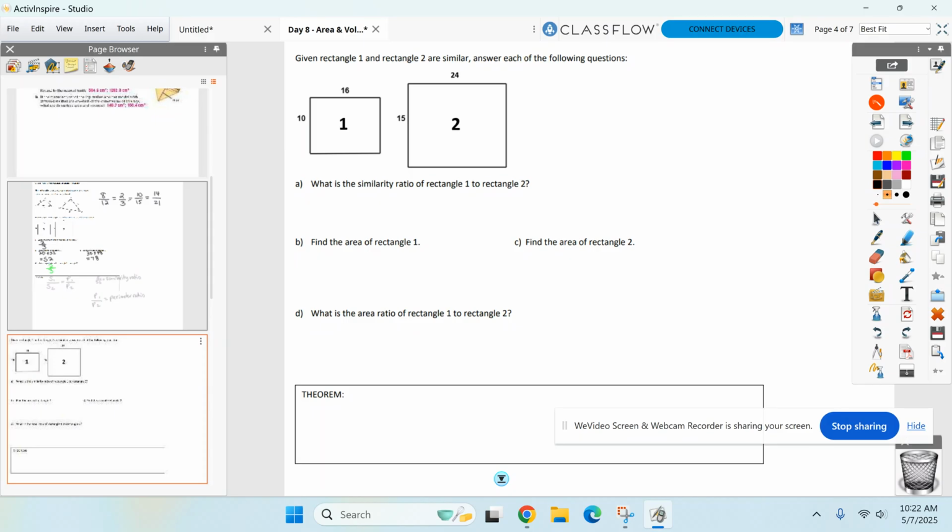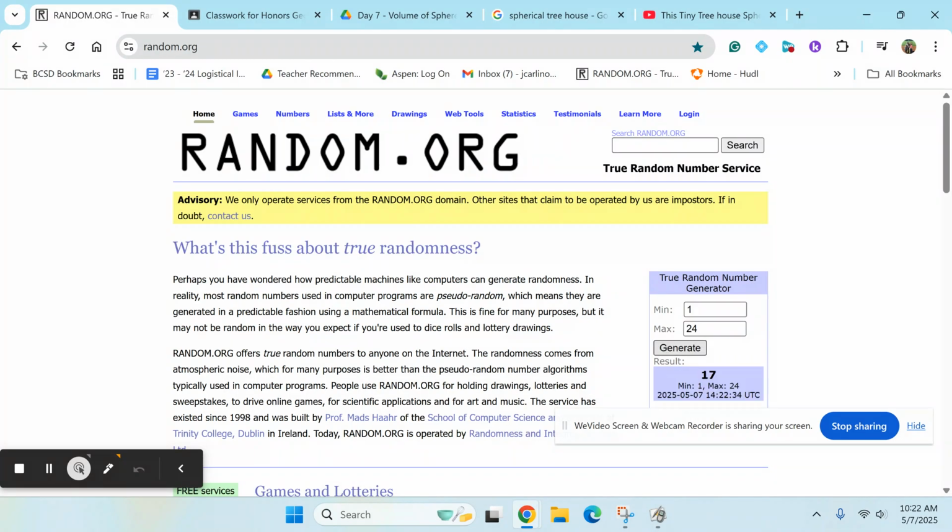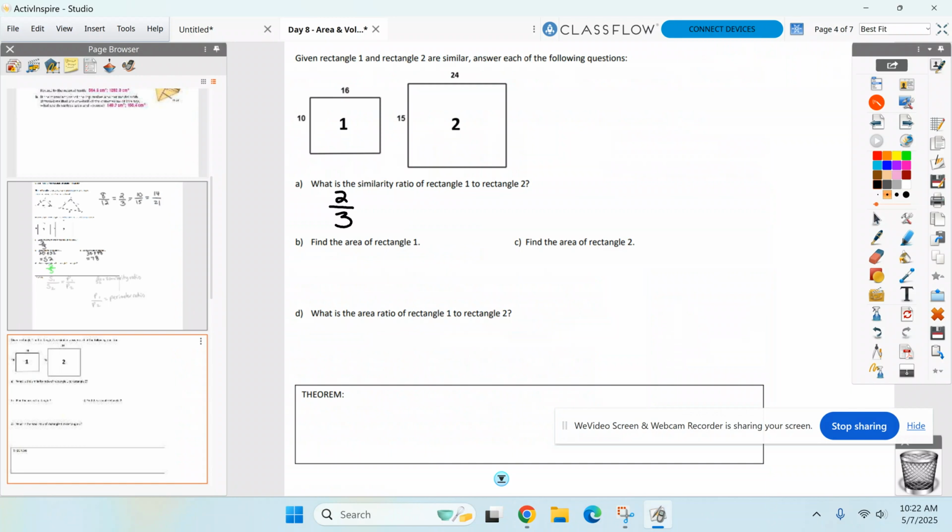I won't ask anybody this question. It's the same two rectangles. So my similarity ratio from rectangle 1 to 2 is 2 to 3. All right, real quick, what's the area of rectangle 1? We just quizzed on this last week. Not too bad. Kevin, area? 160. We do length times width, 10 times 16. So we do get 160.